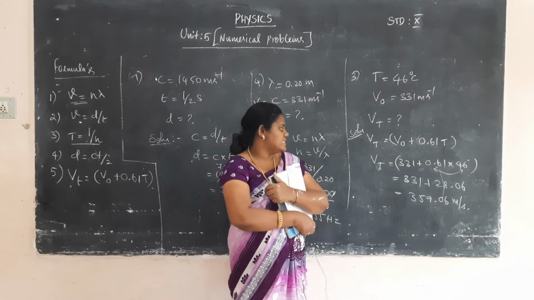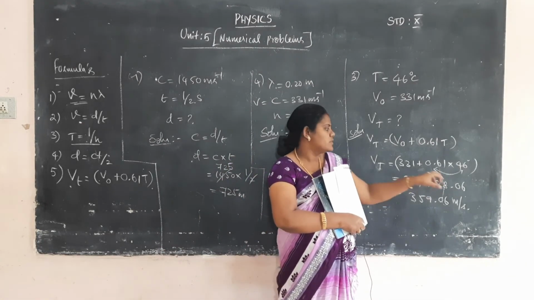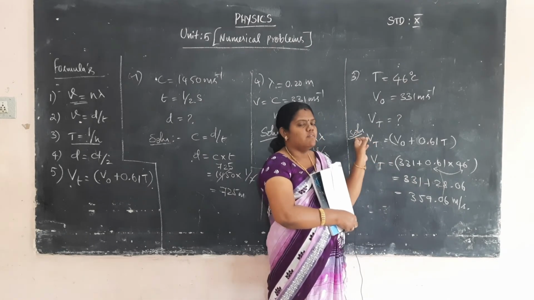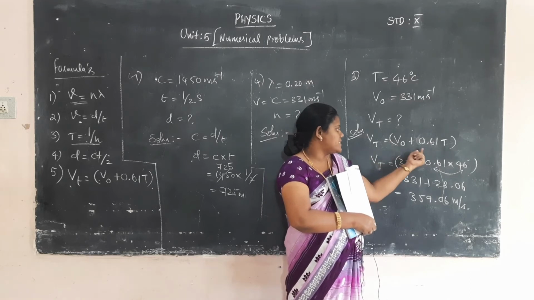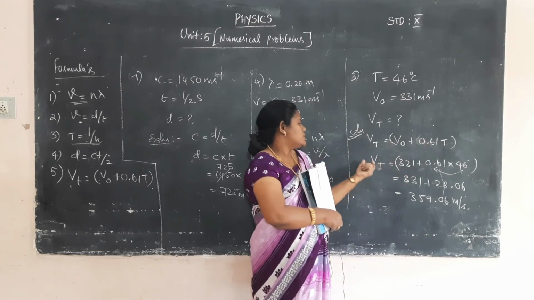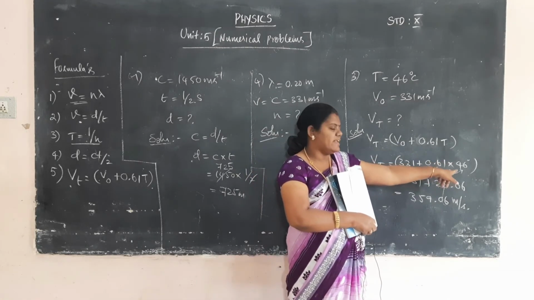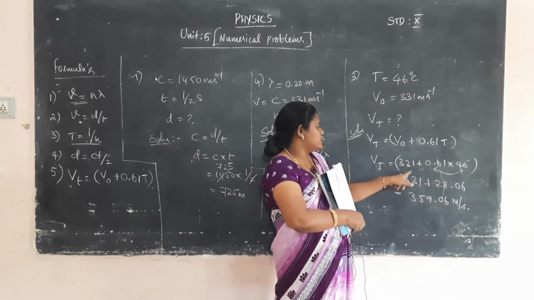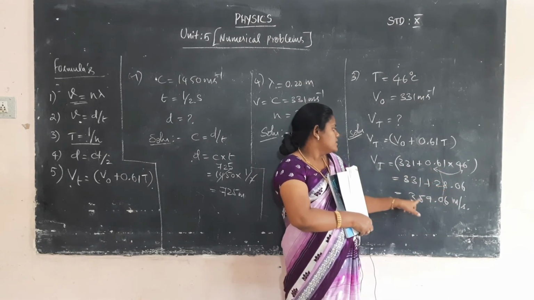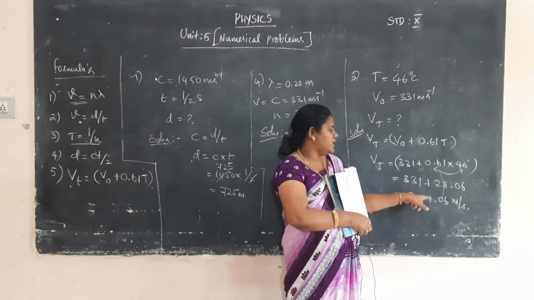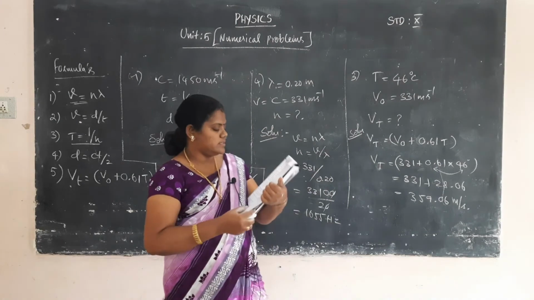So the velocity of the sound in the Rajasthan desert at 46 degrees Celsius, that is Vt, is equal to 359.06 meter per second. By using this formula, velocity of the sound at a particular temperature is Vt equal to V0 plus 0.61 into temperature. So Vt is equal to 331 plus 0.61 into 46 degrees Celsius. Multiplying the two values, that is 28.06. Add the two values, 359.06 meter per second. Okay, this is the answer for the third problem.